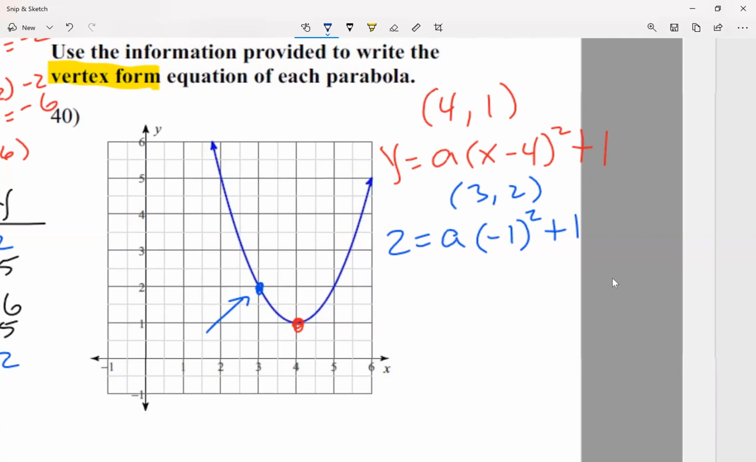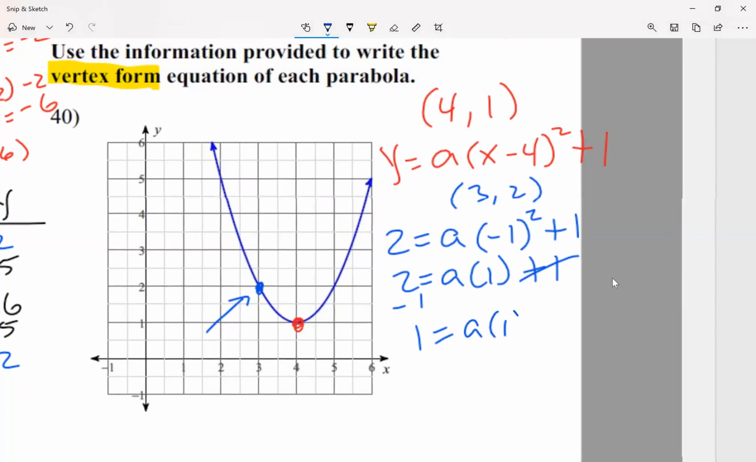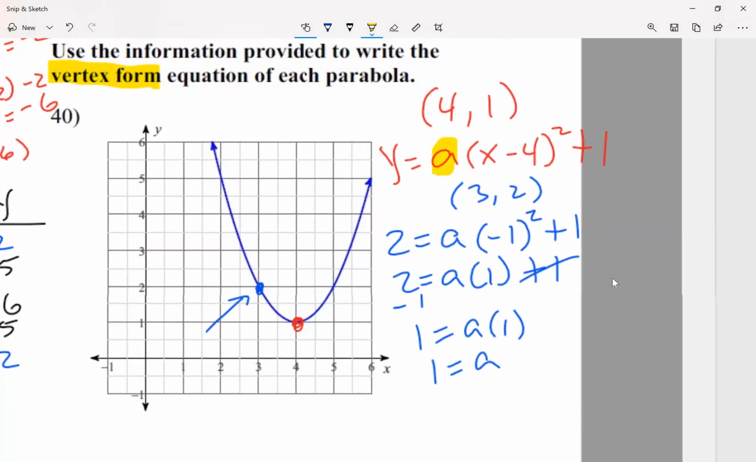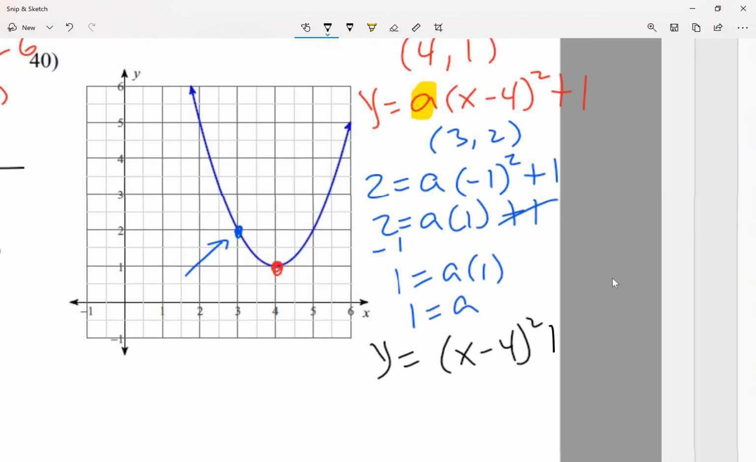Work your exponent. So I have that 2 is equal to a times 1. Right? (-1) squared is positive 1. Now this plus 1, let me move it over. So I have that 1 is equal to a times 1. So I think we can agree that my aperture is 1. My aperture is going to go there. It's a 1, so I don't really have to write it. So my answer, if I'm just writing this, is y equals (x minus 4) squared plus 1.